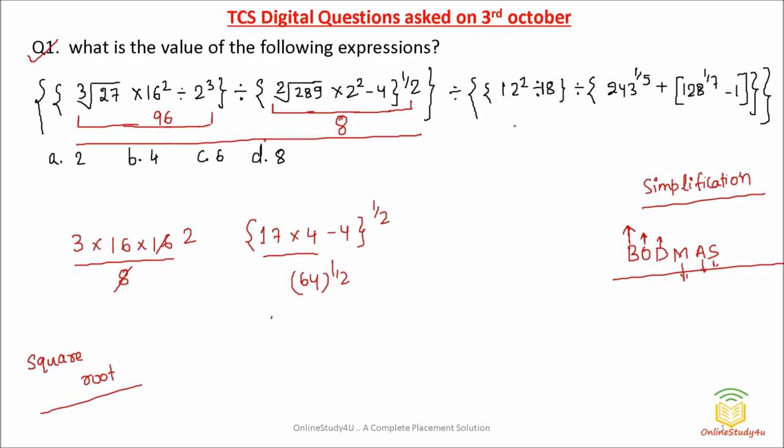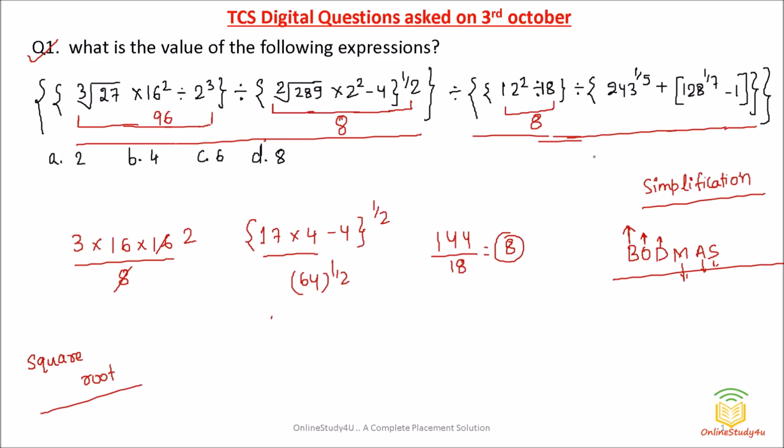Now we need to look into the second part, and then our final bracket. Okay, no problem. So friends, let us see 12 square divided by 18. 12 square will be 144 and divided by 18. 18 eights are 144. So this will give you 8. It is very simple, friends. The only thing is we have to understand very clearly, and then we will do it.